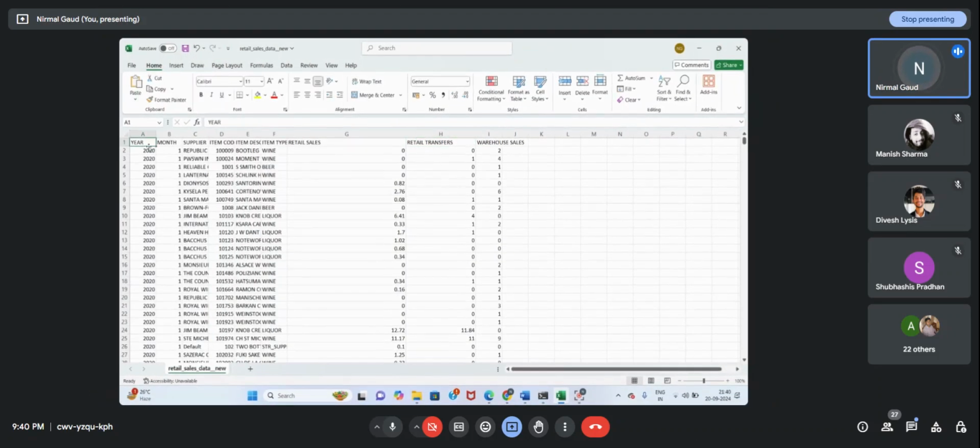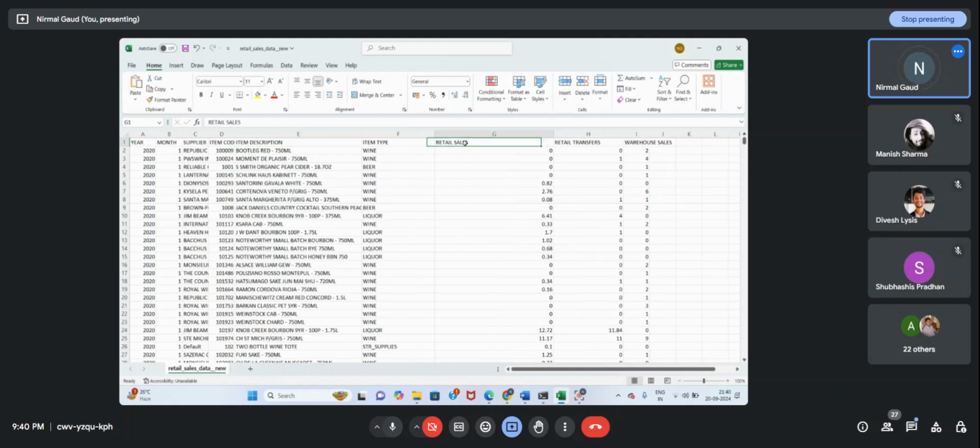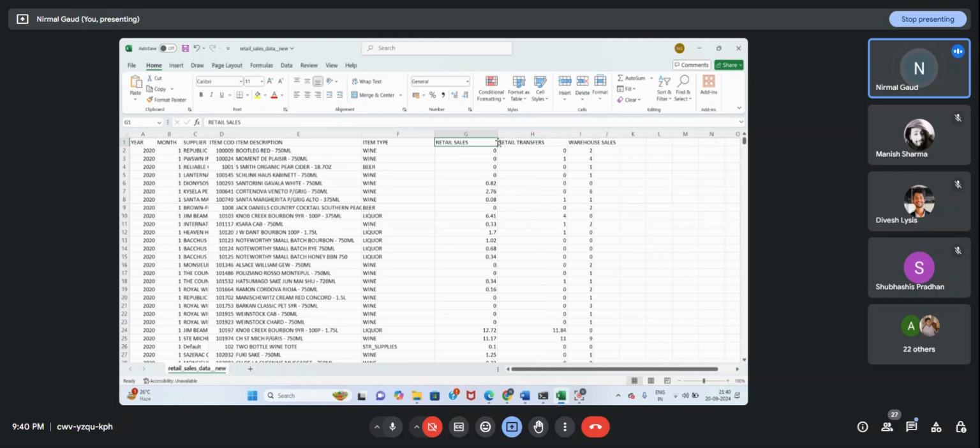You are having year, month, supplier name, item code, item description. This is what the item description is. Okay, then item type, retail sales again. Just refer to it in the form of revenue.